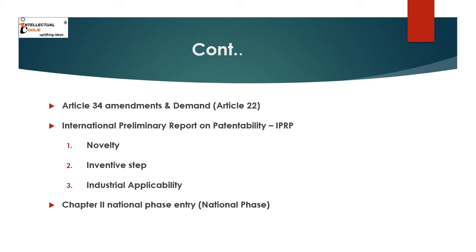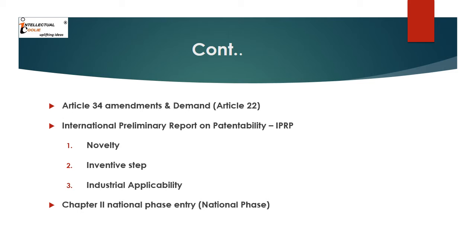So this whole chapter 2 is an optional chapter, wherein if the applicant wishes to go ahead with this chapter, then he can go. Otherwise, after 30 months, by default he has to go to the national phase entry. Now what happens in the national phase?